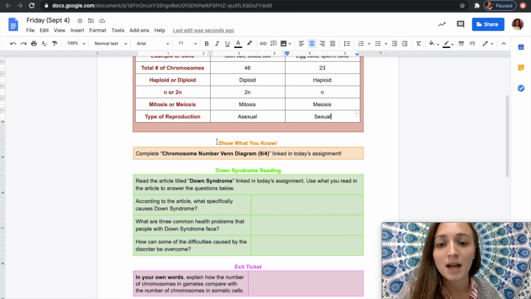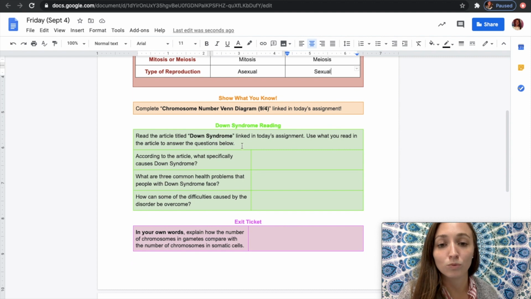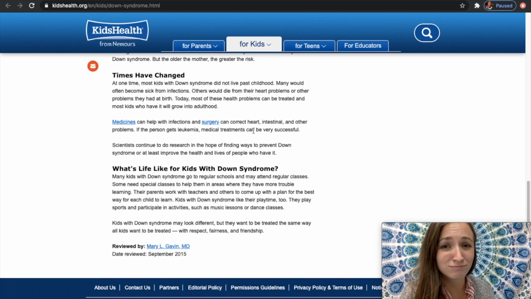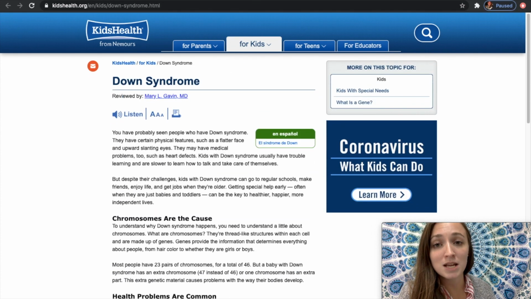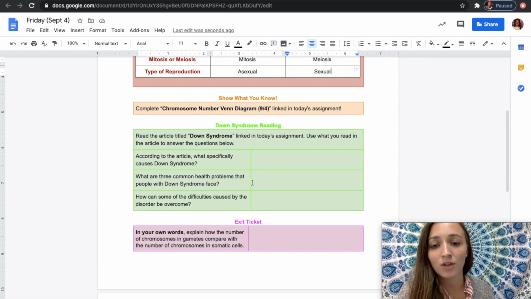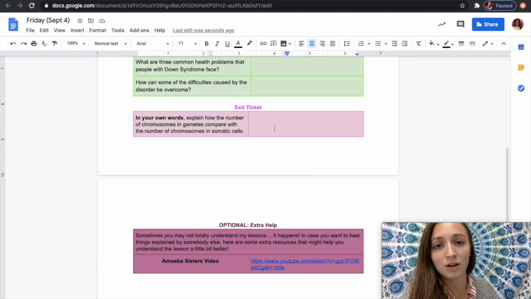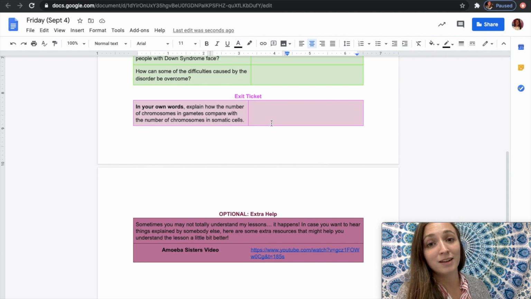I got you. Then we have a reading, it's short, about Down syndrome. Down syndrome is super related to chromosome numbers and meiosis. Open up the article, give it a good read, and then answer these questions about the article. And then, of course, do not forget your exit ticket. Some of us are still forgetting our exit ticket. Stop. It's easy points. Do it, and then you're done.